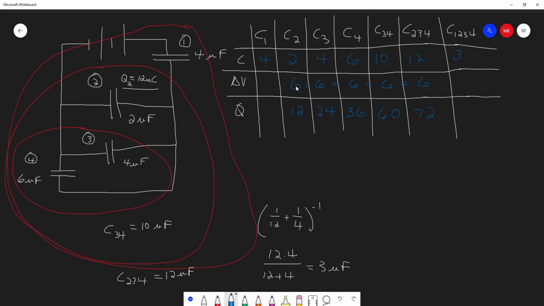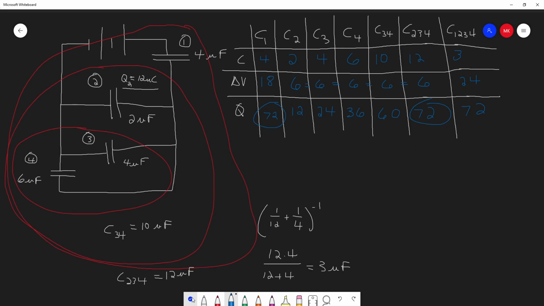Alright, so I have everything except information about capacitor 1. I know that capacitor 1 is in series with capacitor 2,3,4. In series, the charges are the same. So I get that the charge on capacitor 1 is 72 microcoulombs. And that's part B as well. But I'm going to finish this table anyways. 72 divided by 4 is 18. And now looking at my equivalent, C1234 is a combination of 1 and 234 in series. It has the same charge. And it has a voltage of 72 divided by 3, which is 24.